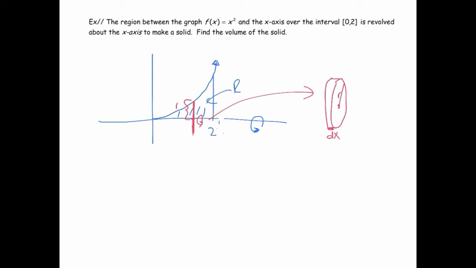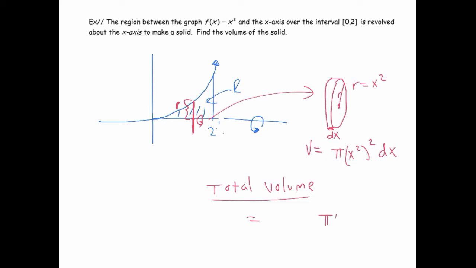That's r. But that's just x squared, right? That's just f of x equals x squared. That's what that distance would be. So r equals x squared. And so therefore the volume is equal to pi r squared times dx. And that means that the total volume is equal to all of those added up as x goes from 0 to 2. And that is the answer.